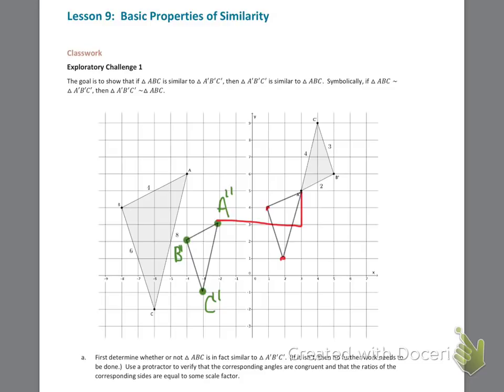So after my translation, you can see where the triangle moved to, and now to finish it, I'm going to rotate it however many degrees needed to get to AC. Oh, I've got the wrong tool here. I still have it.